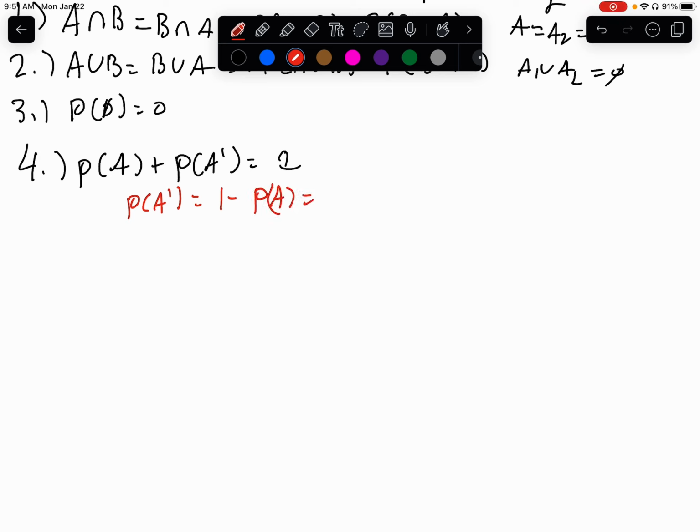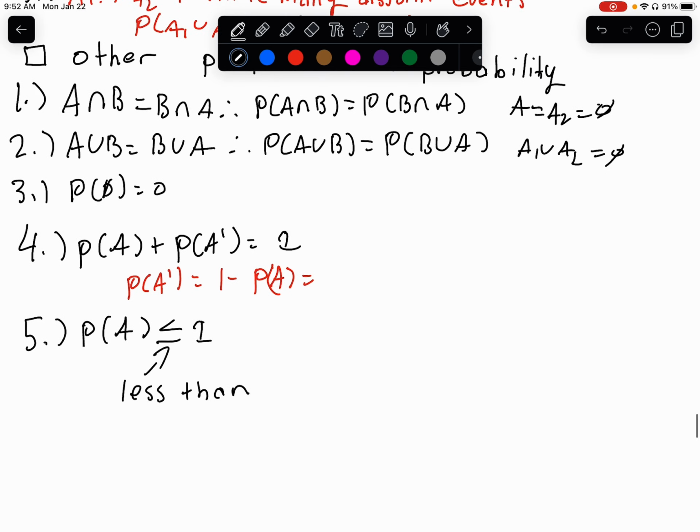Our next one: the probability of A is less than or equal to 1, so A has to be less than that. Then the last one, number 6. Actually we have more, sorry, not the last one. So we have 6.